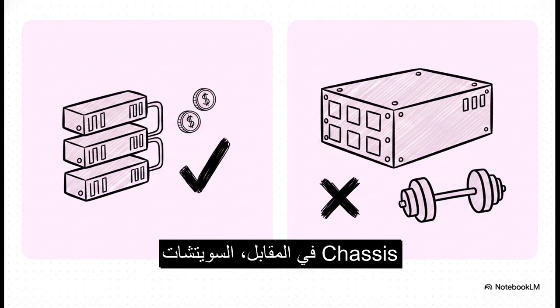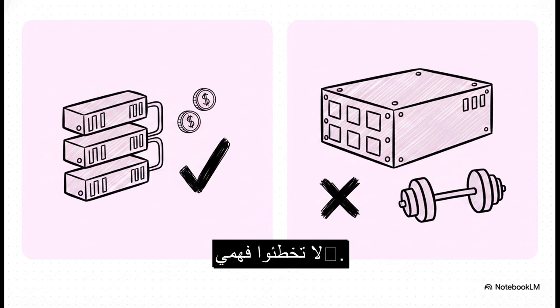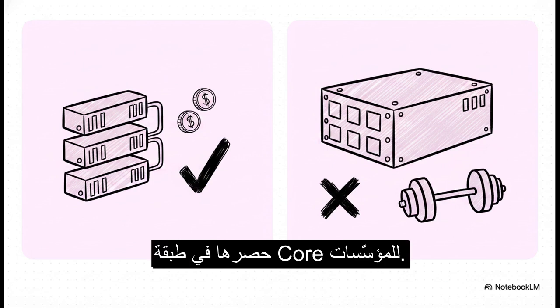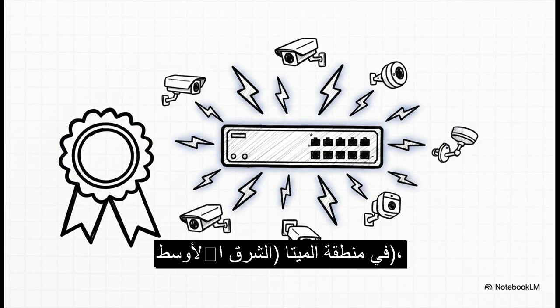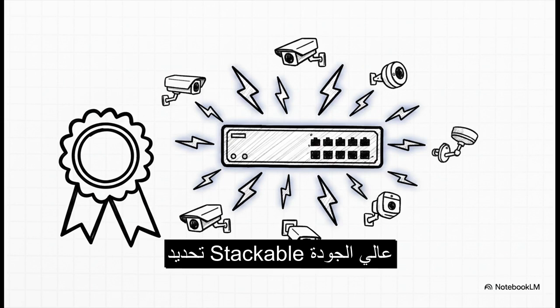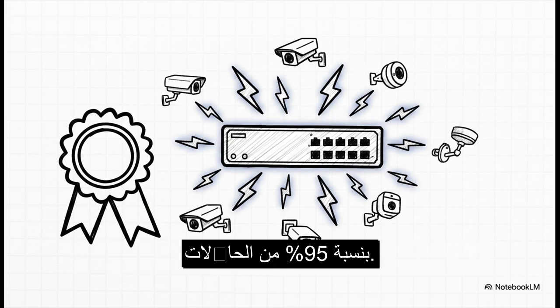On the flip side, chassis-based switches are these massive, highly expensive modular boxes. Don't get me wrong, they're powerful, but they should really be reserved strictly for the enterprise core. So when you're writing out your specifications, you absolutely must ensure that they include PoE++ on every single port. Over in the META region, for instance, specifying a really high-quality stackable, like the Aruba CX6300, is the undeniably correct engineering answer, like 95% of the time. It's just a rock-solid default.